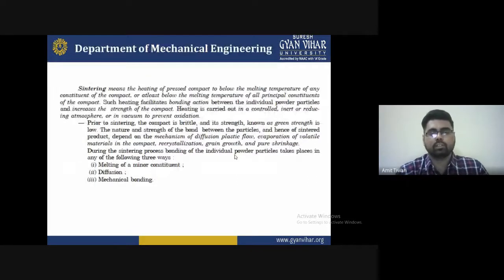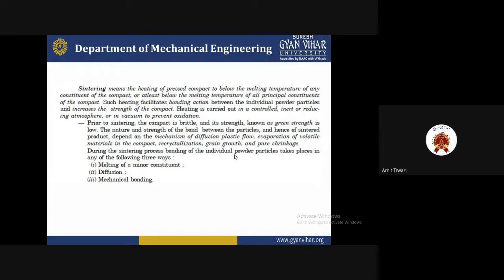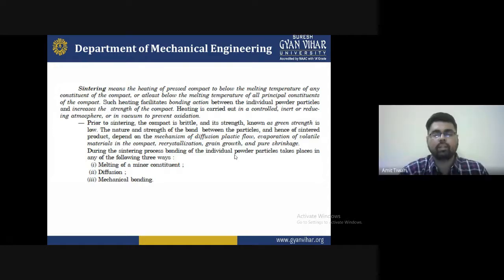So we are discussing the first point, that is sintering. Sintering means the heating of a pressed compact to below the melting temperature of any constituent of the compact, or at least below the melting point of all the principal constituents of the compact. So basically, in powder metallurgy, sintering is the most important method we follow for maintaining the quality of the powder, and we have to maintain the temperature below the melting point. This is the requirement of the sintering process.